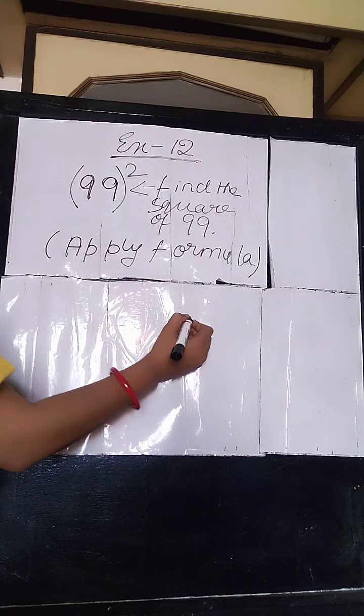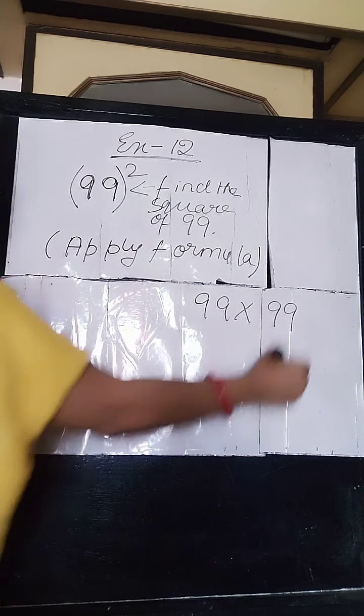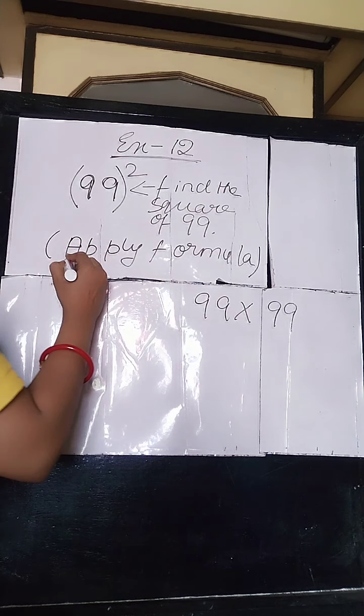Now 99 square means 99 into 99. But we will not multiply this to find the product. If we do this, it will take a lot of time and moreover the process will be wrong, as we are asked to find it with the help of the formula. We need to apply the formula. How will we apply the formula?